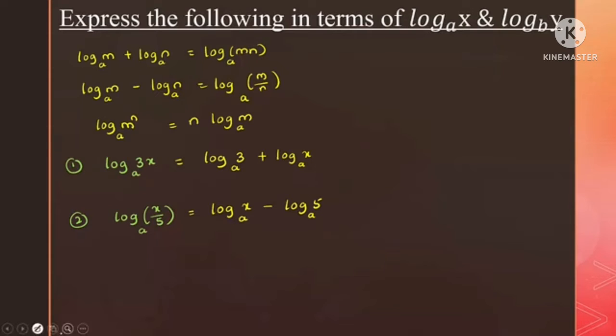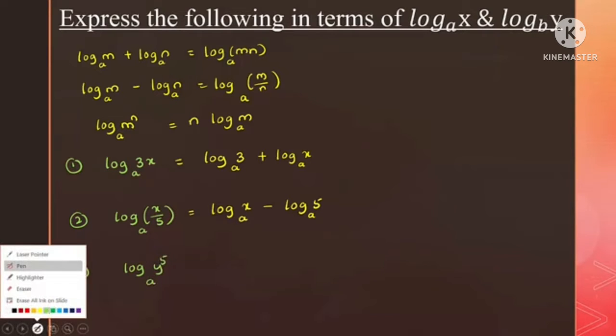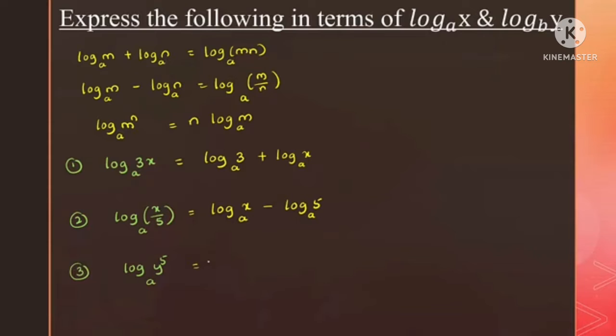Right? Now come to the third problem. The third problem is log y raised to 5 to the base a. So now here we can use the third rule, that is the power rule. Here we can write it as 5 times log y to the base a. Is it clear?